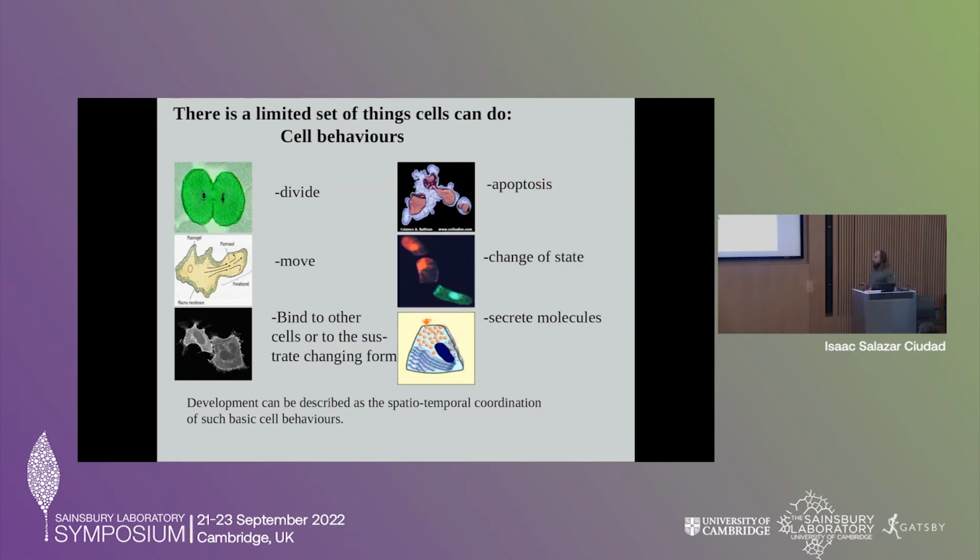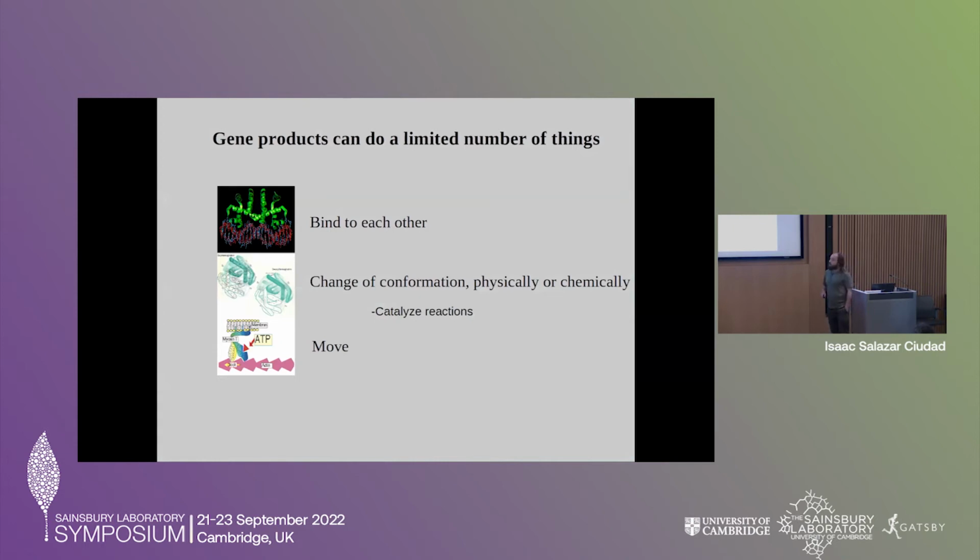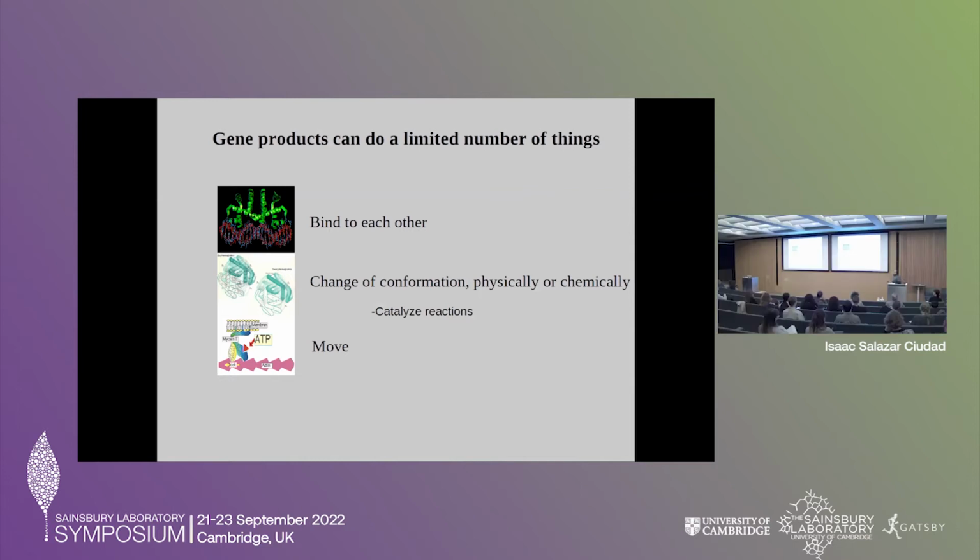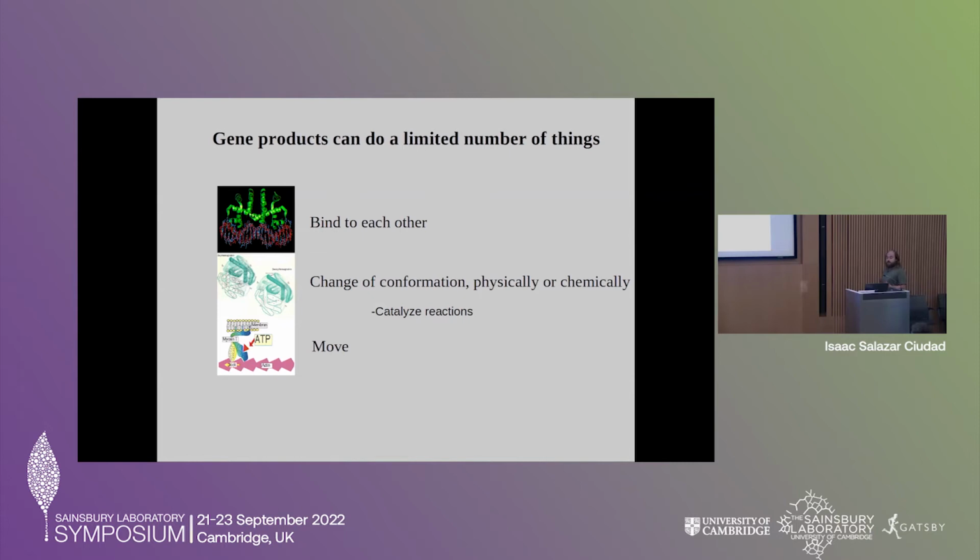So in a simplistic way, you could see that development is just the coordination in space and time of those things that cells can do. Of course, for this coordination, you also need molecules or gene products if you want, and these also can do a limited number of things. The overall results at the high level are pretty complex, but at the low level, they only do three things. They bind to each other in a way that can be specific or not so much, it depends. They can change conformation, physically or chemically. For example, they can catalyze reactions by binding to the transition state of a reaction, or they can move in an active or passive way.